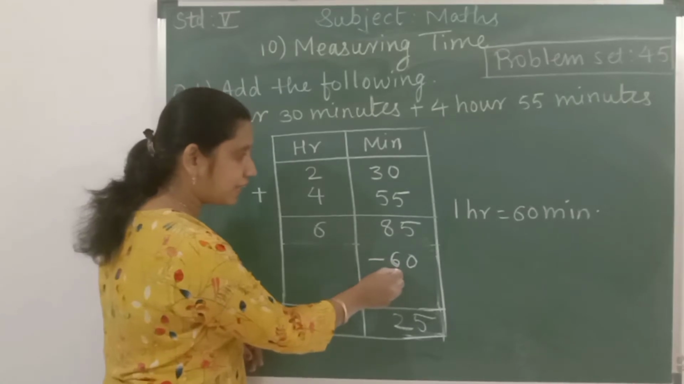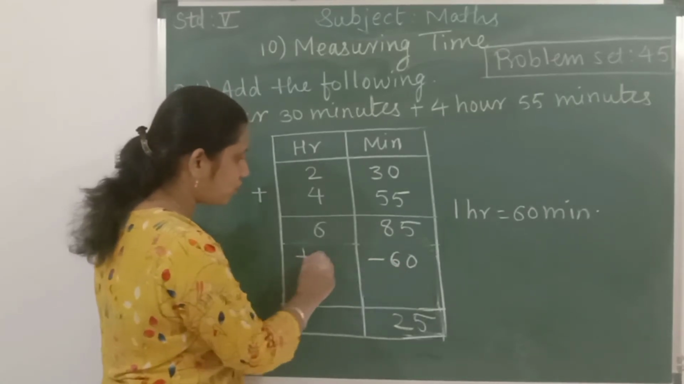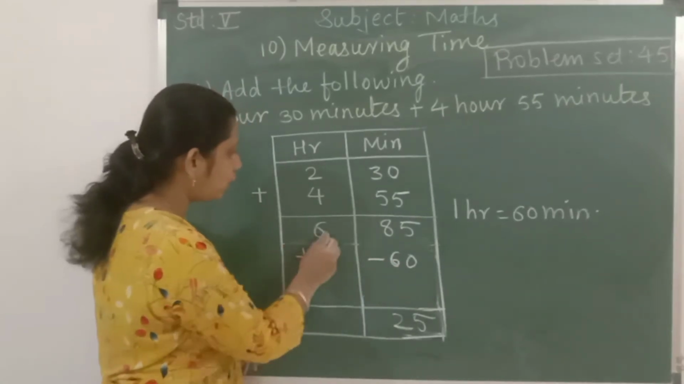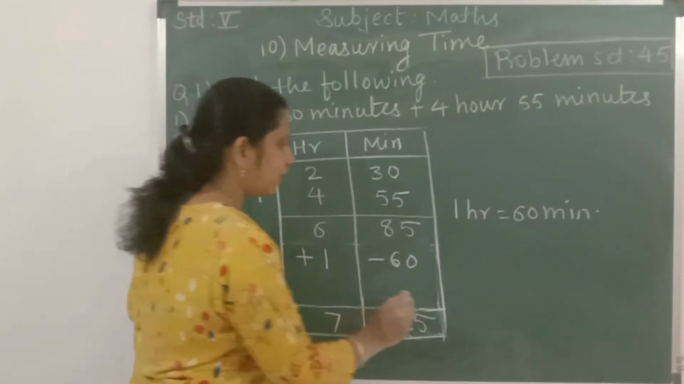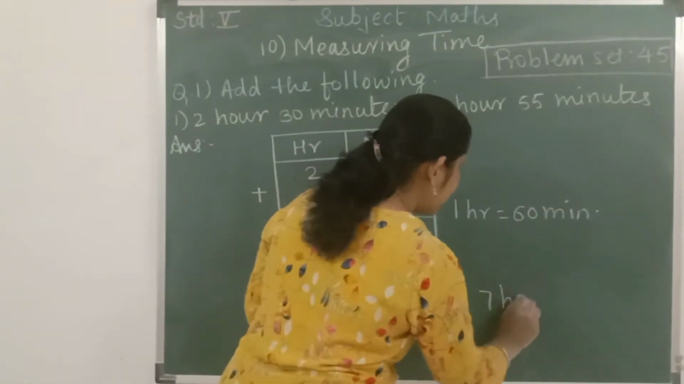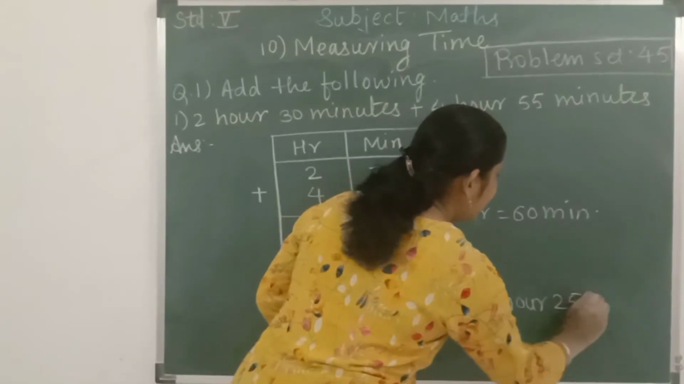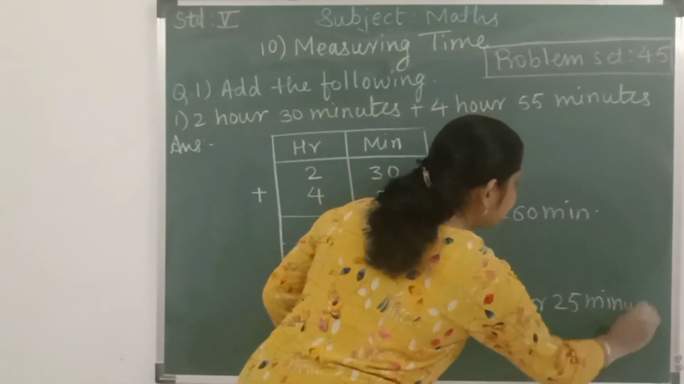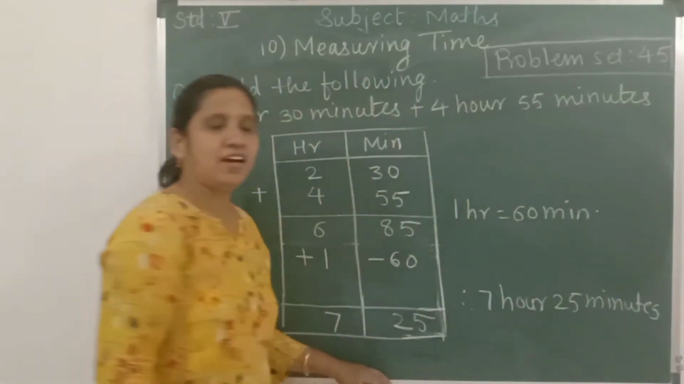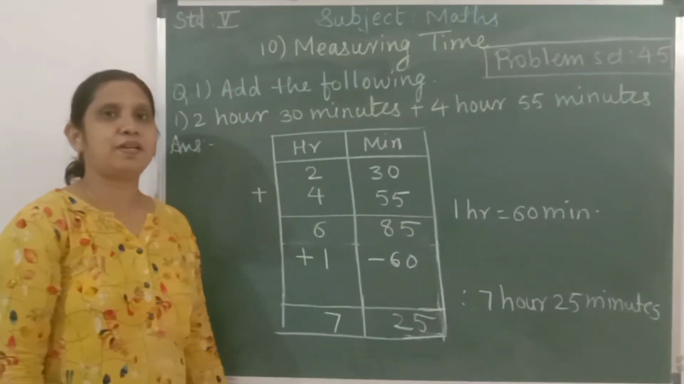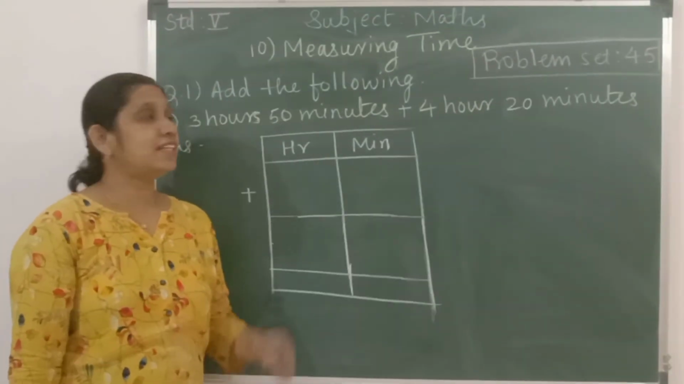When I am subtracting this 1 hour over here, of course I have to add that in hour column. So 6 plus 1, 7. Therefore what is our final answer? 7 hours 25 minutes. Is that clear? Now we'll solve example number 2. Children, let us see the second sum.